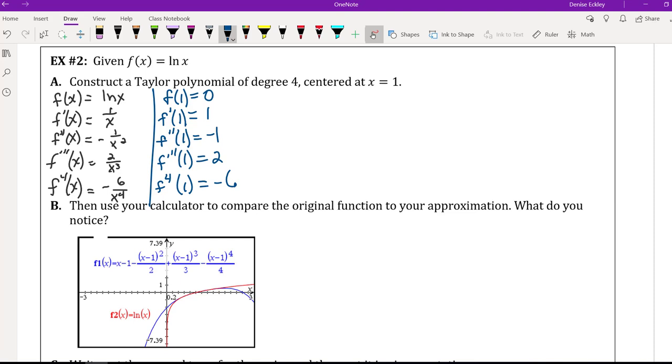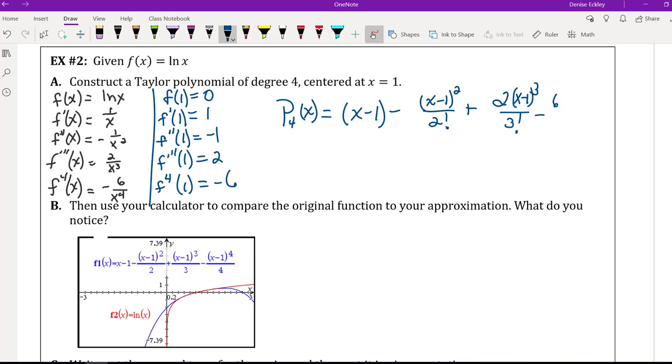Okay, so then what we can do is write our Taylor polynomial. So P4 of x is going to equal x minus 1 over 1 factorial, but that's 1, minus x minus 1 squared over 2 factorial, and then plus, because we have a positive 2, times x minus 1 to the third over 3 factorial, and then minus 6 times x minus 1 to the fourth over 4 factorial. So there's our Taylor polynomial.